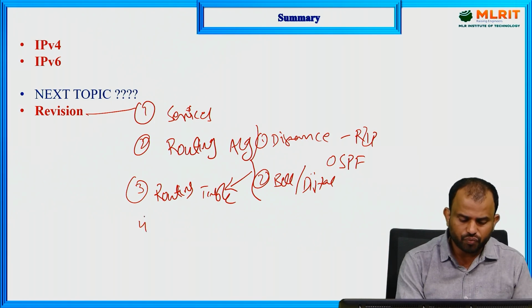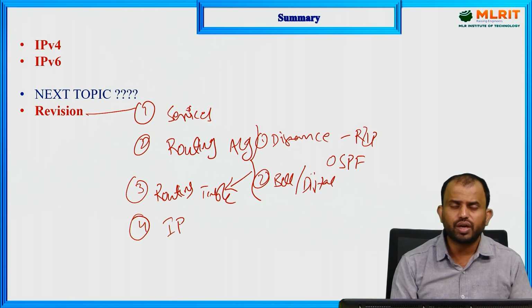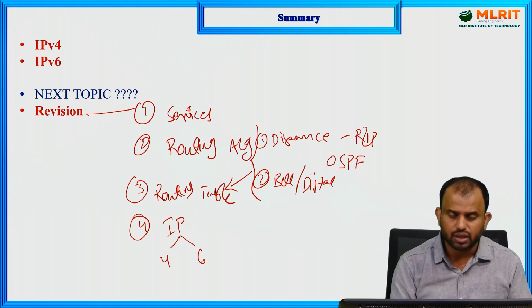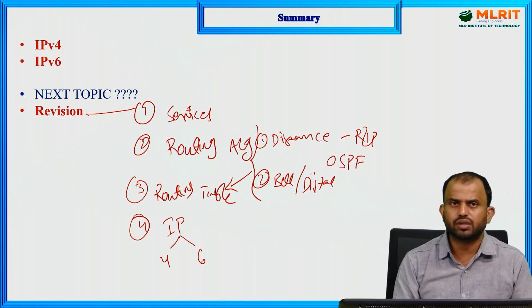We also focused on the internet protocol versions, meaning there are a number of versions: IPv4, version 4, or version 6. These are the important topics discussed in the previous sessions.